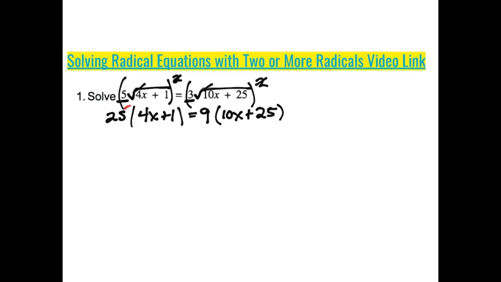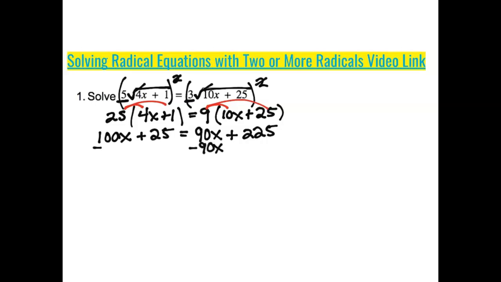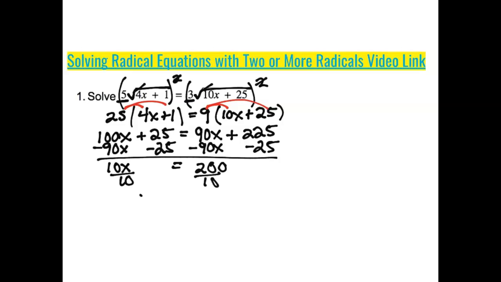So I still need to distribute this to each side. So on the left side, I have 100x plus 25, and on the right side, I have 90x plus 225. So now I just solve using my normal methods. I'm going to move my negative 90x to the other side, and then I'm going to subtract my 25 from each side, and then I'm going to divide, and I end up with x equals 20.